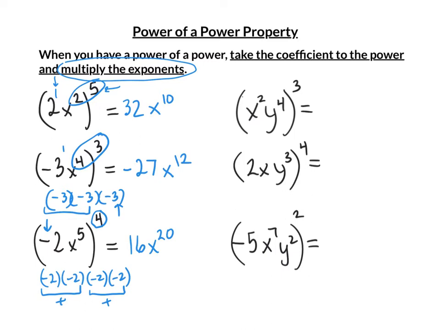For this next example, remember there's a 1 in front, and 1 cubed is not 3. It's 1 times 1 times 1, which is 1. This is 1. I don't have to put that 1. X to the 6th, that's 2 times 3. And y to the 12th, that's 4 times 3.